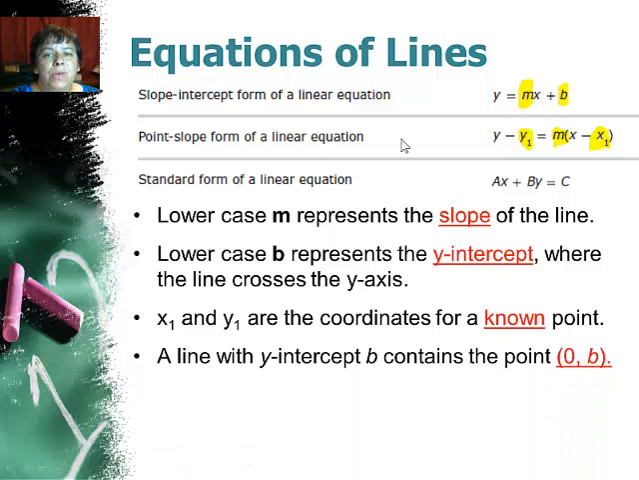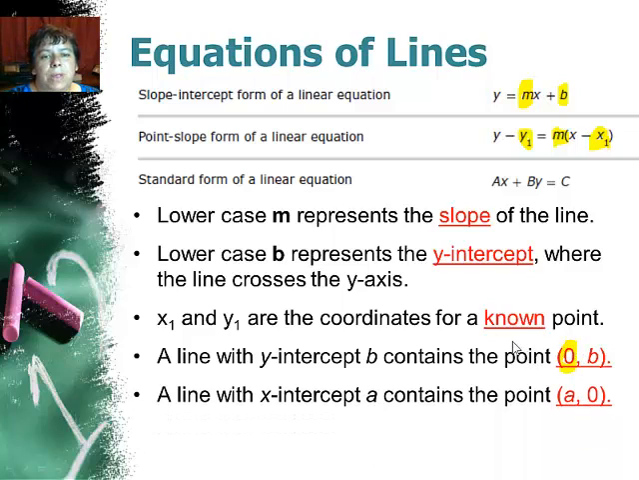Now, a line with a y-intercept b contains the point (0, b), because on the y-axis, the x-coordinate will always be 0. A line with an x-intercept a contains the point (a, 0). If you're on the x-axis, that crosses the y-axis when y is 0, so your 0 will be on the y-axis, and your x-intercept is a.